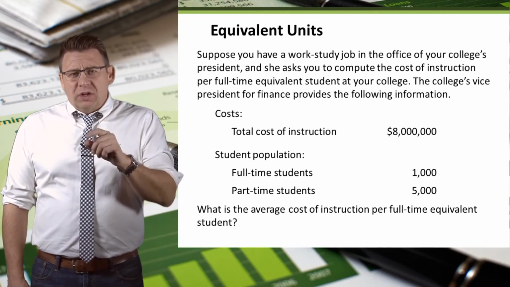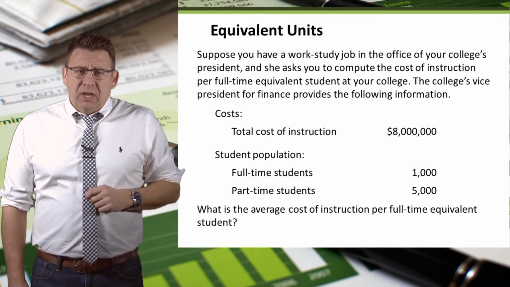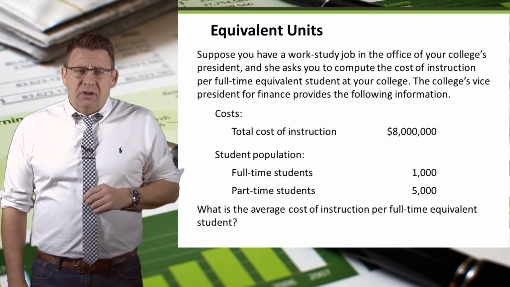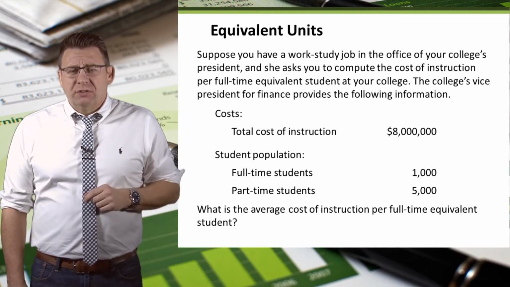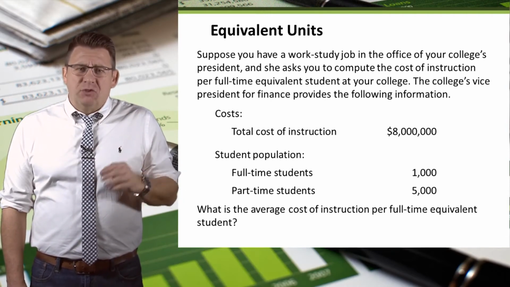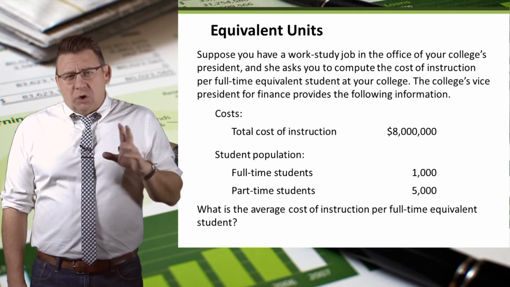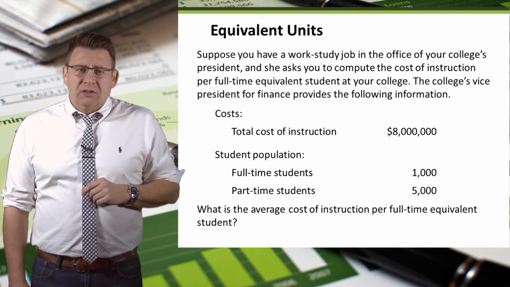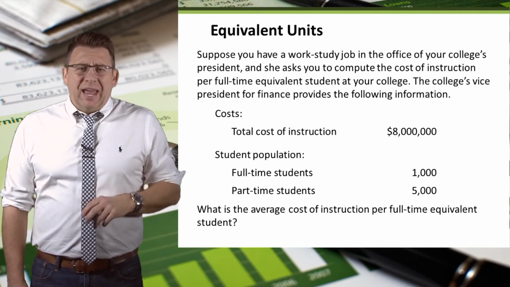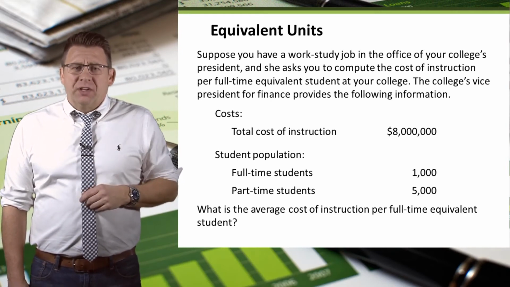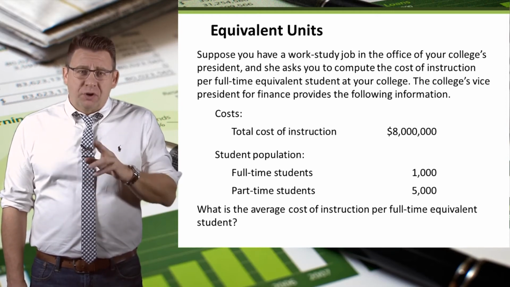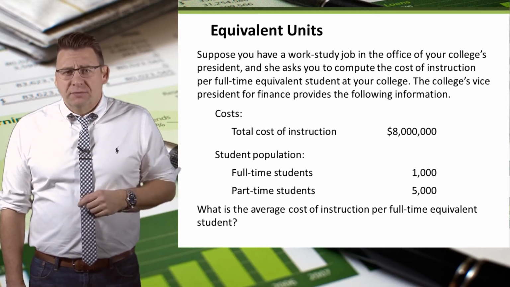Suppose you have a work-study job at the college, and the college president asks you to compute the cost of instruction per full-time equivalent student. The college vice president for finance provides you with the following information. The total cost of instruction is $8 million. The college has 1,000 full-time students and 5,000 part-time students. So what is the average cost of instruction per full-time equivalent student?